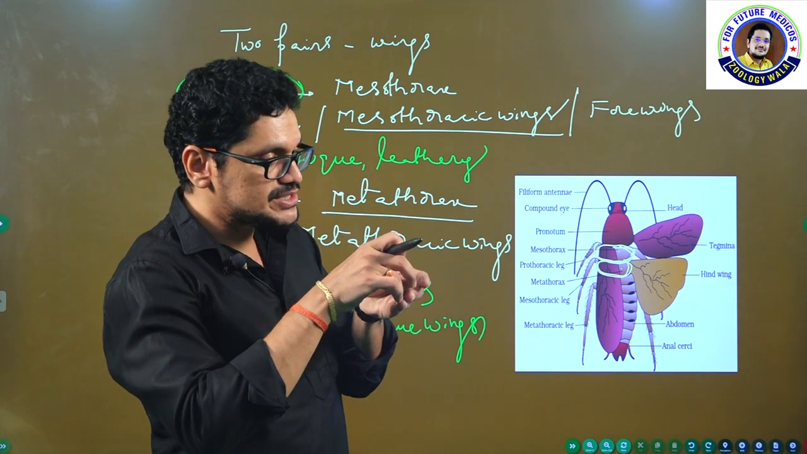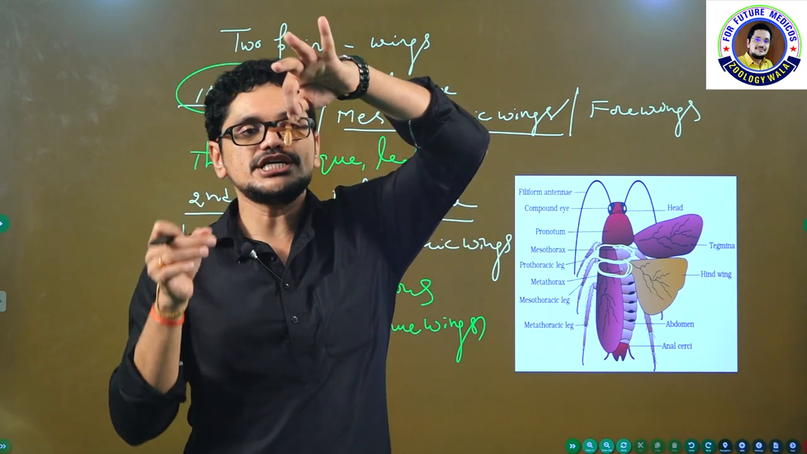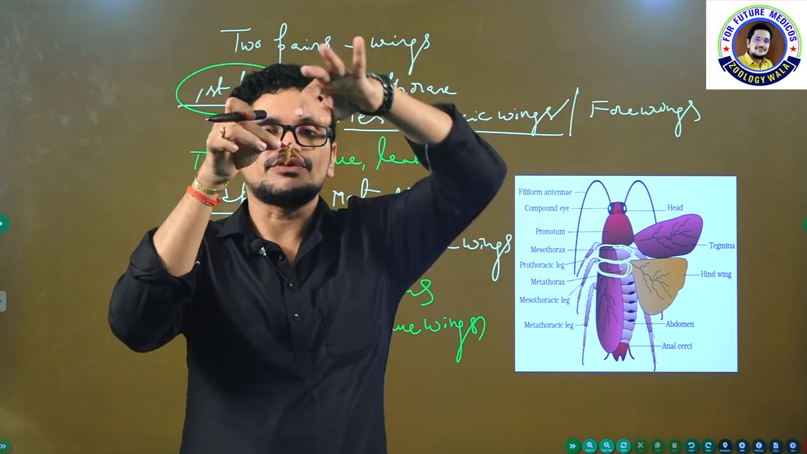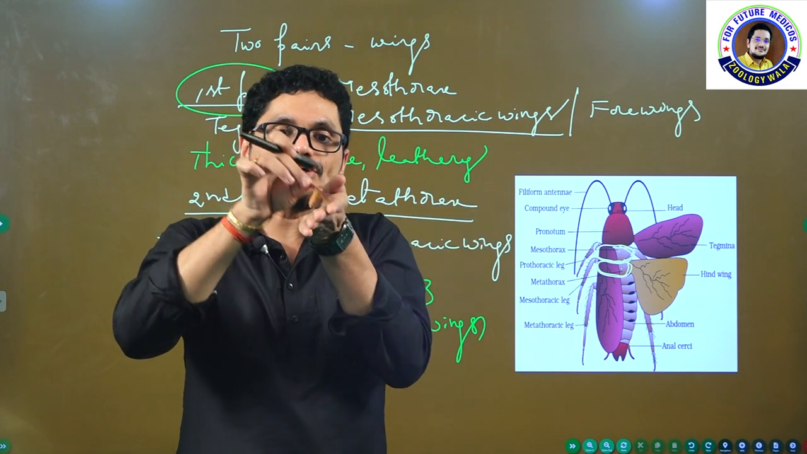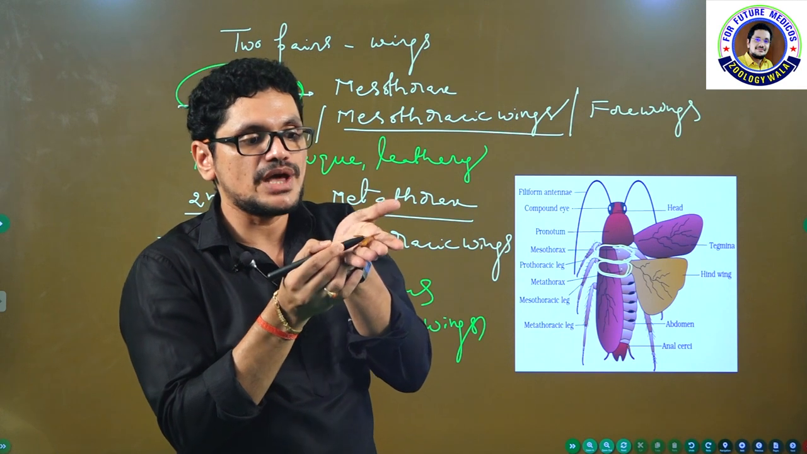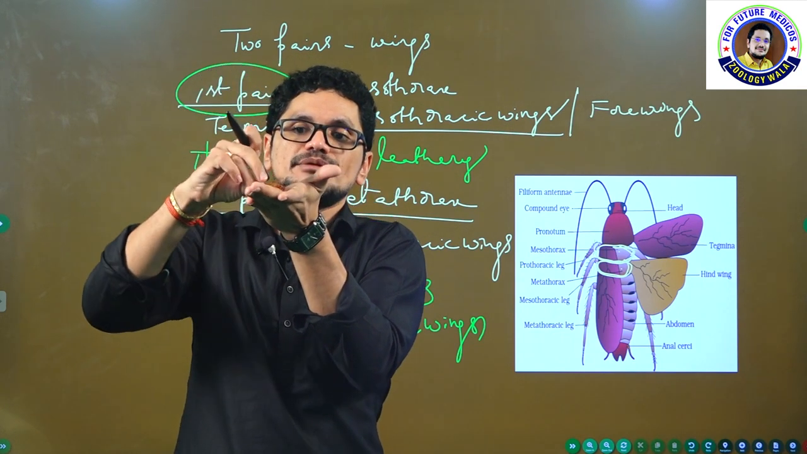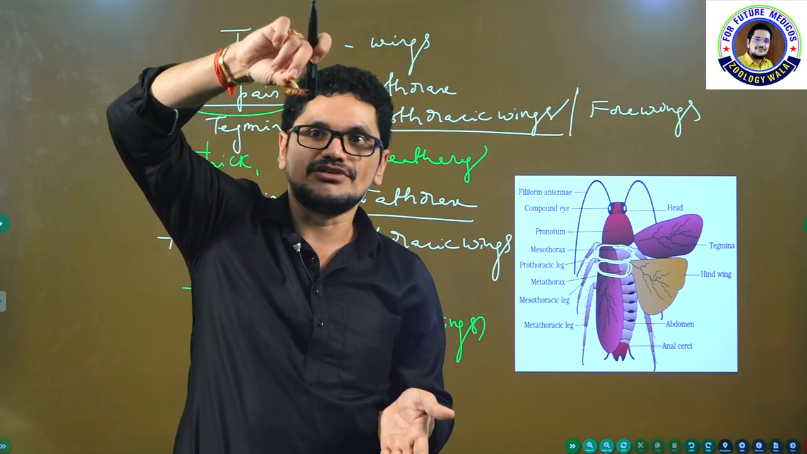Say this, wings. These are the two wings. So these wings are called forewings. These are darker. And if you observe the second pair of wings, these are very delicate. Very thin wings are present. So, these are the second pair of wings.